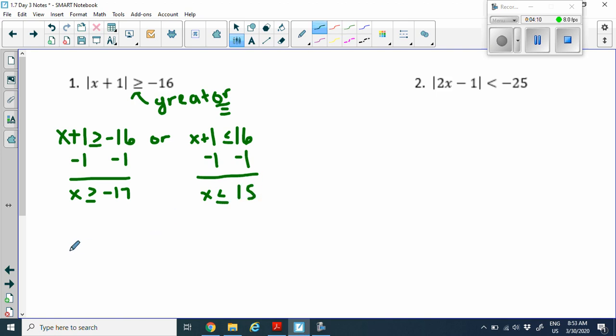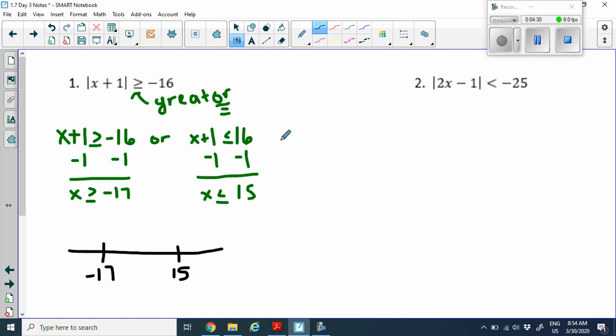Okay, let's go ahead and do our line. And once again, remember, I'm going to be putting my numbers on the number line. So negative 17, that's the smallest, so it goes on the left-hand side. And then 15 is my biggest number, so it goes on the right-hand side.